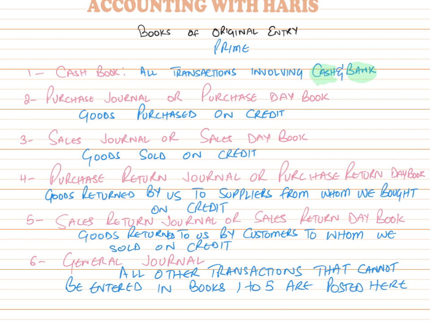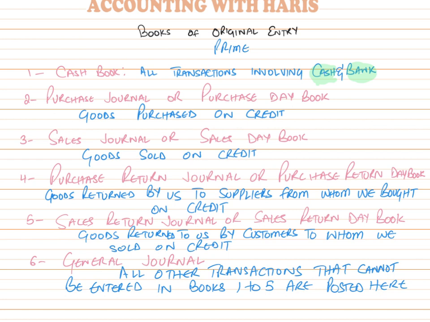For example, if we bought machinery for $10,000 on credit. So we bought machinery, right, on a credit basis. Does this transaction involve cash or bank? No, because we are buying it on a credit basis. Does this transaction involve goods? No. So it can't be recorded in the purchase journal either. Then where would it come? It would come in the journal, because we are buying machinery on credit, not goods.